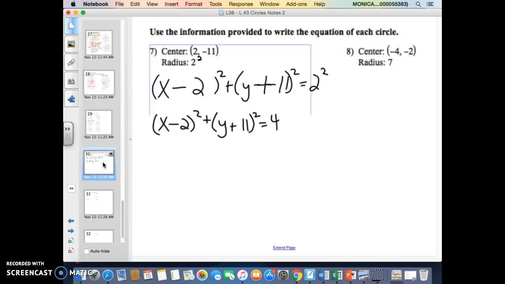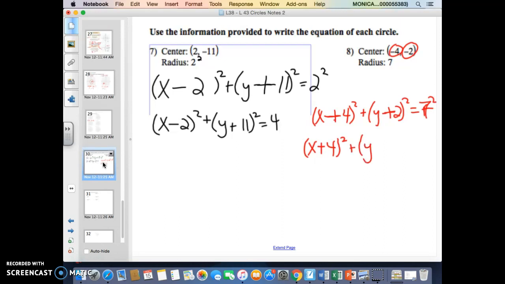All right, let's look at number 8. Once again, you're going to write your generic equation, which is x minus something squared plus y minus something squared equals r squared. So what do I fill in here? I fill in here negative 4, so it's positive, which is exactly opposite what it was as a coordinate point. And here I'm going to put in a negative 2, which makes it positive 2. Again, opposite. And here I'm going to fill in a 7. So my final equation is x plus 4 squared plus y plus 2 squared equals 49.